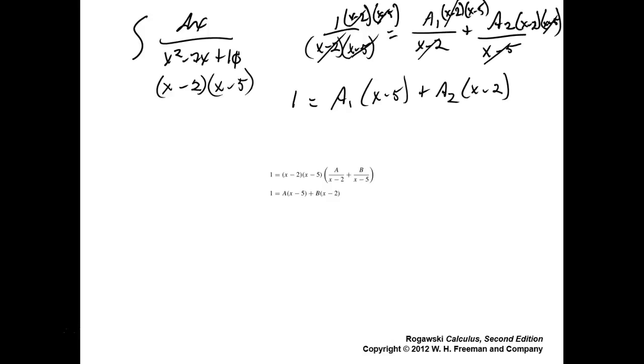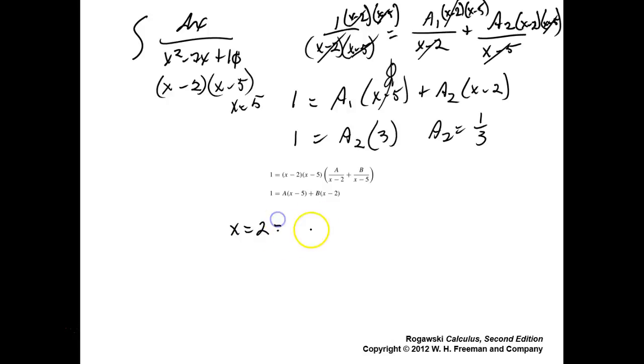x equal what? 5. And that will give you, left-hand side says 1 is equal to, that goes to 0, and you're left with A2 times, second? Yeah, 3. So guess what A2 is? One-third, yeah, exactly.